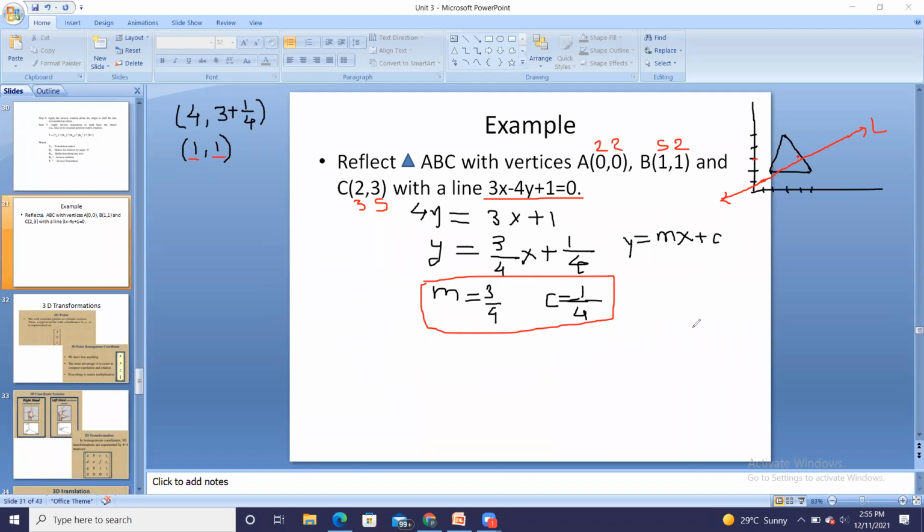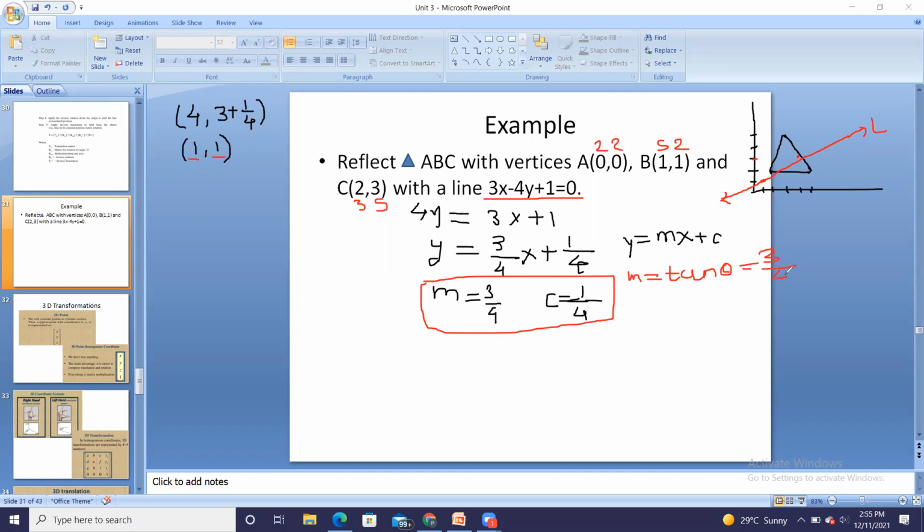Okay, so now the slope is with me. What is the formula for slope? How to calculate the slope? The slope of the line is tan theta, right? We have the formula m equal to tan of theta, and that value is already known, that is 3/4.